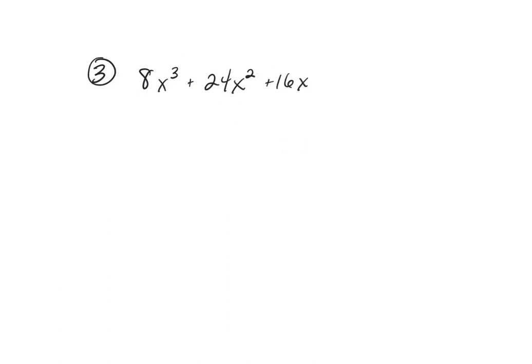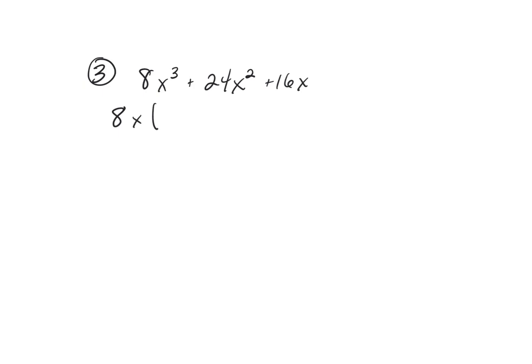Problem number 3, I'm going to look at my 8, my 24, my 16, and decide what number I can pull out. And for this case, it's going to be an 8 because all three of these numbers are evenly divisible by 8, and that is the largest number. So our x is going to be a single x because our largest x exponent is 1 down there on the 16x.